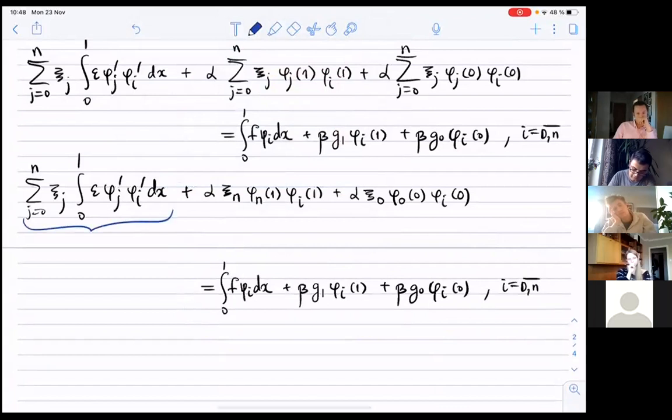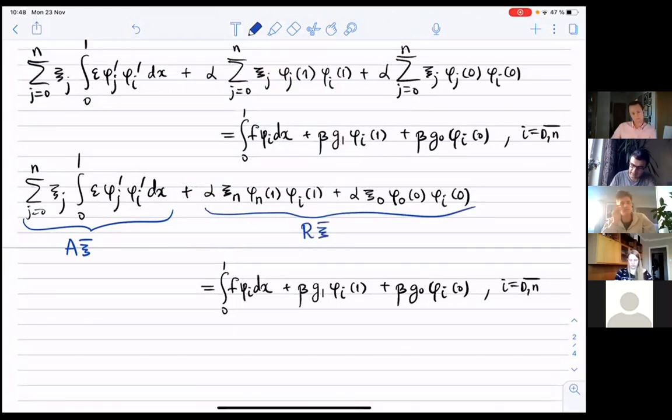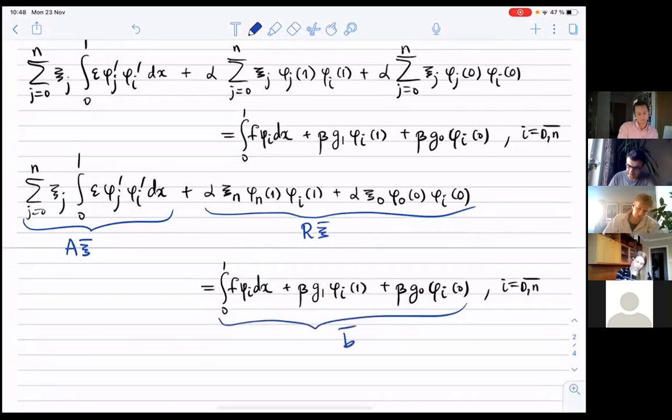So the first one is A times psi. This is the usual stiffness matrix times the unknown vector that we have. The second one, if you follow the notation in the book, is some matrix R times psi, and the right-hand side is vector B.